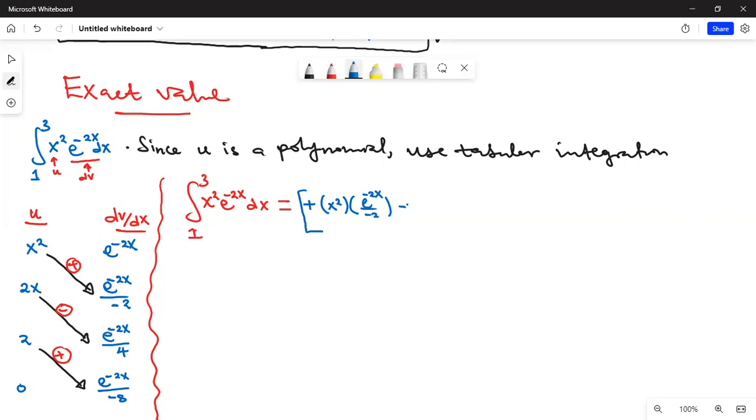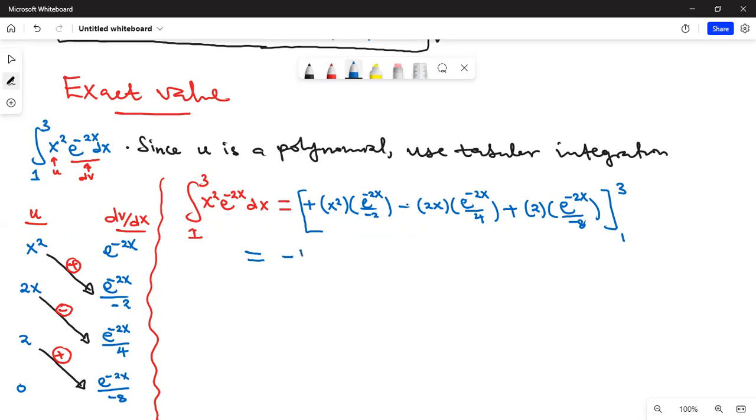Second arrow, the sign is a minus. We have here 2x times the other one, which is exponential -2x over 4. The other arrow is a plus. Then we have 2 times exponential -2x over -8. That's what it means from 1 to 3. Let me simplify.